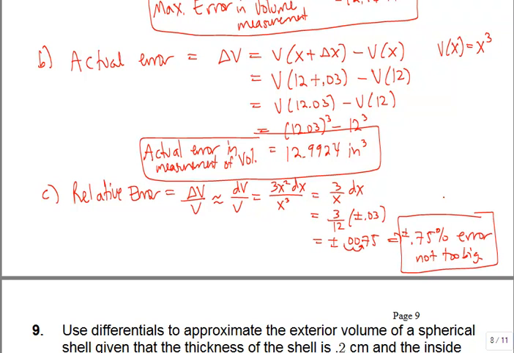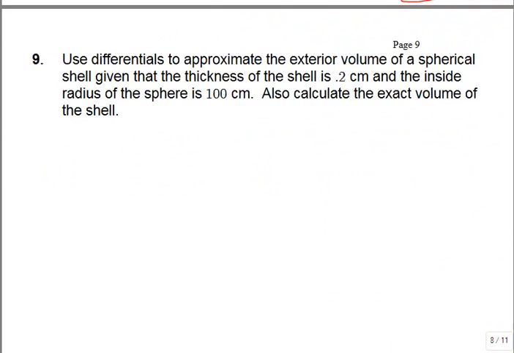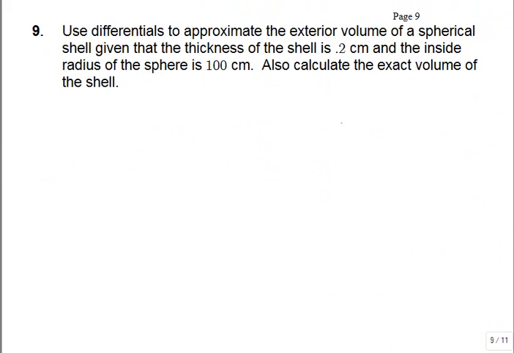Okay? Let's try another example like this. In this next example, we want to use differentials to approximate the exterior volume of a spherical shell given that the thickness of the shell is 0.2 centimeters and the inside radius of the sphere is 100 centimeters. Also calculate the exact volume of the shell.